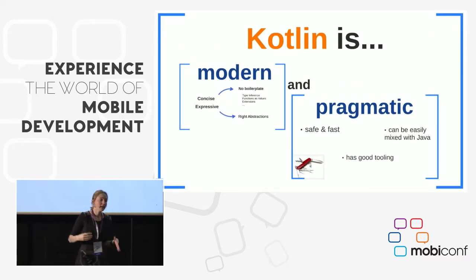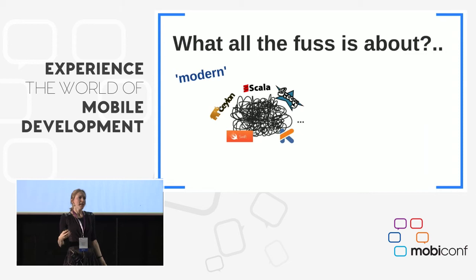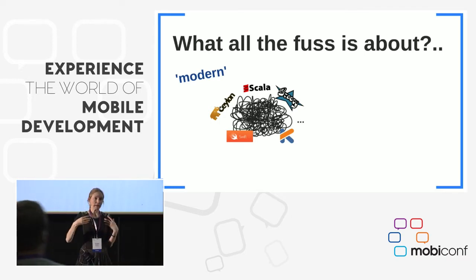Kotlin is a modern and pragmatic language. What do I mean by this? Actually, nowadays there is really something like a fuss about these modern languages. iOS developers have Swift. There is Scala, Groovy. Now, Android developers, to some extent, can use Kotlin, and it works great for them.